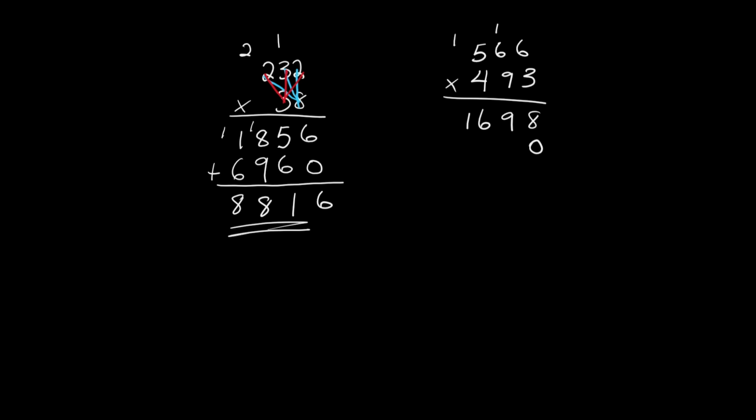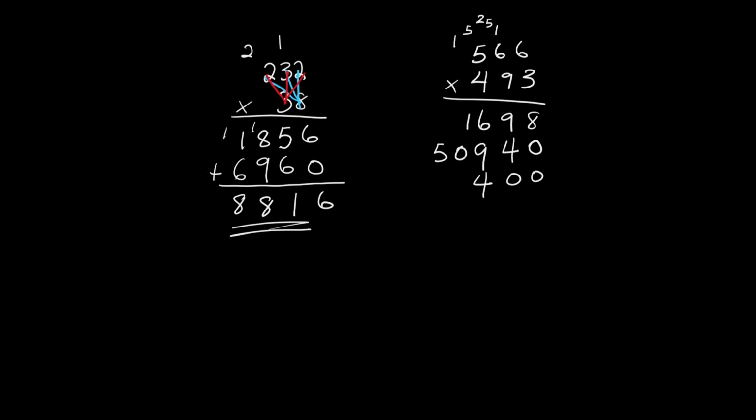Now, 6 times 9 is 54. Put down our 4 and carry 5. 6 times 9 is 54, and 5, 59, carry 5. And 5 times 9 is 45, plus 5, which is 50. And now, as we're skipping another line, we add 2 zeros.